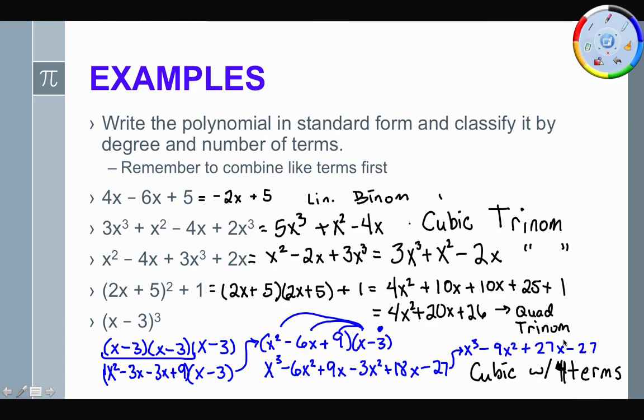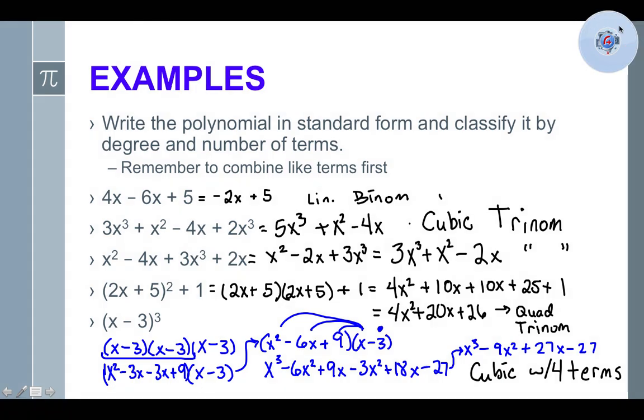All right, so there we have it. There's all of our examples. This will get you through the assignment. We really need to know how to name polynomials and how to look at polynomials and know exactly what kind of thing we're talking about when we talk about things verbally.